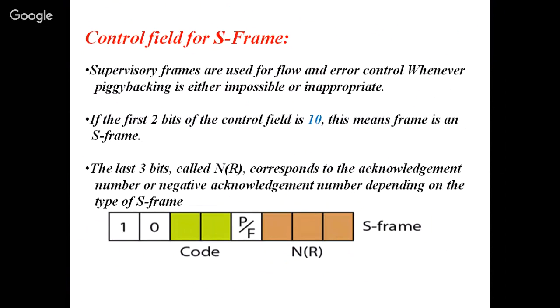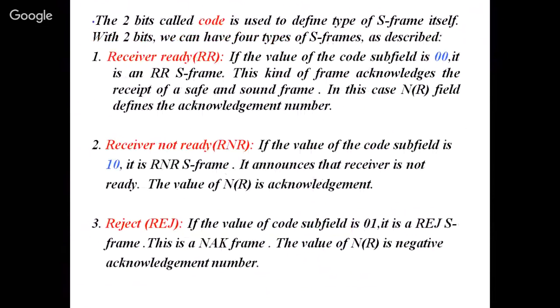The control field for the S frames is shown in the figure. The supervisory frames are used for flow and error control whenever piggybacking is either impossible or inappropriate. If the first 2 bits of the control field are 1 0, this means the frame is an S frame. The last 3 bits, called N(R), correspond to the acknowledgement number or the negative acknowledgement number depending on the type of frame. The 2 bits called code are used to define the type of S frame itself. With 2 bits, we can have four types of S frame as described below.